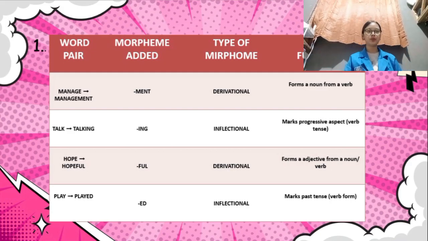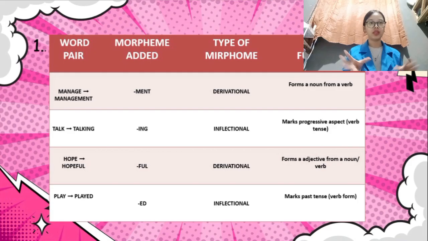First, the word manage becomes management. The base word manage is a verb. And when we add the suffix -ment, it changes into a noun, meaning the process or result of managing. This is a derivational process because it changes both the word class and the meaning.